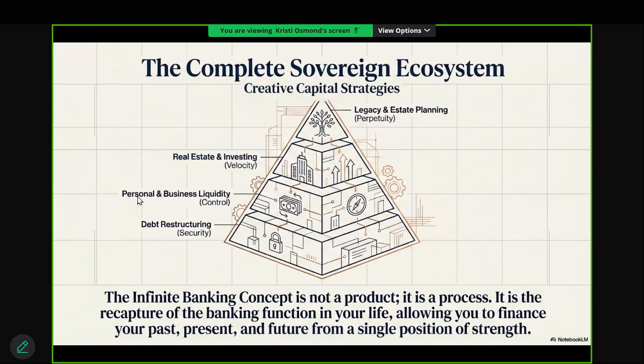After that, we've got the business and personal liquidity, which is your control. So the fact that you control it. And then we've got the real estate and investing business, kind of the velocity side. And then we've got the legacy and estate planning, the perpetuity.